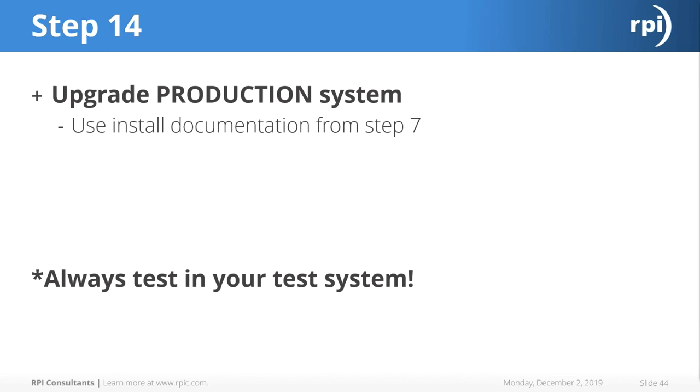And then step 14, of course, would be to upgrade your production system. So you should be using the install documentation that we captured in our test system, which was step 7, and really being able to go through that documentation to upgrade your production system.